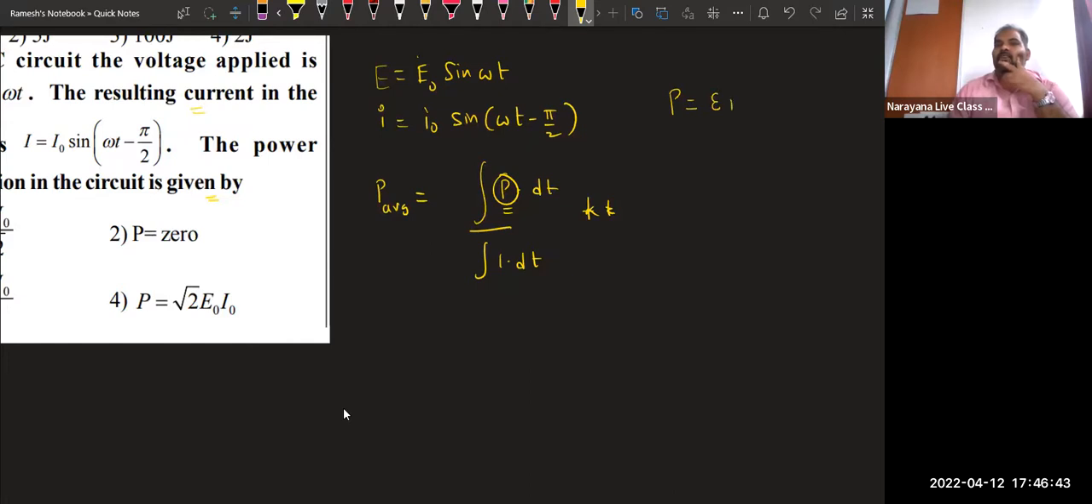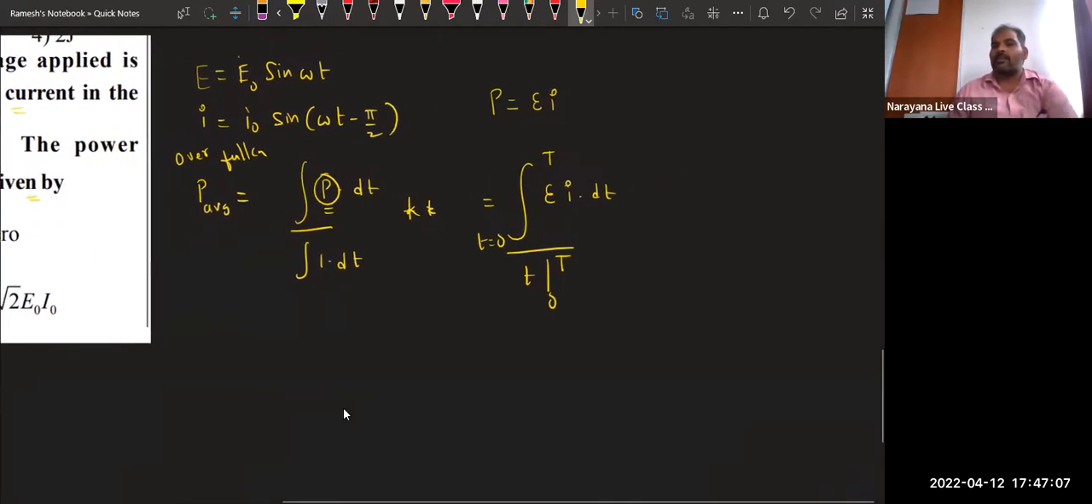Instantaneous EMF into instantaneous current. So I can write instantaneous EMF into instantaneous current into dt, divided by the total time. What is the total time? Over a full cycle only. Over any full cycle only you have to take. Full cycle means t from where to where? 0 to capital T. Here also from 0 to capital T.